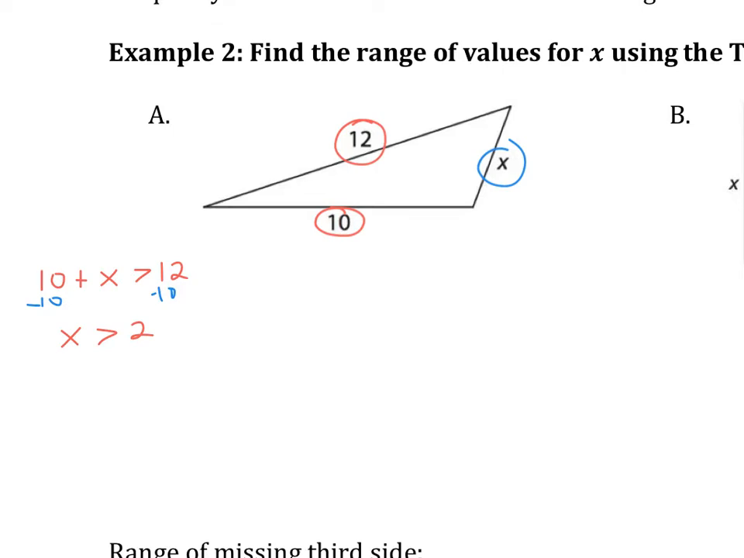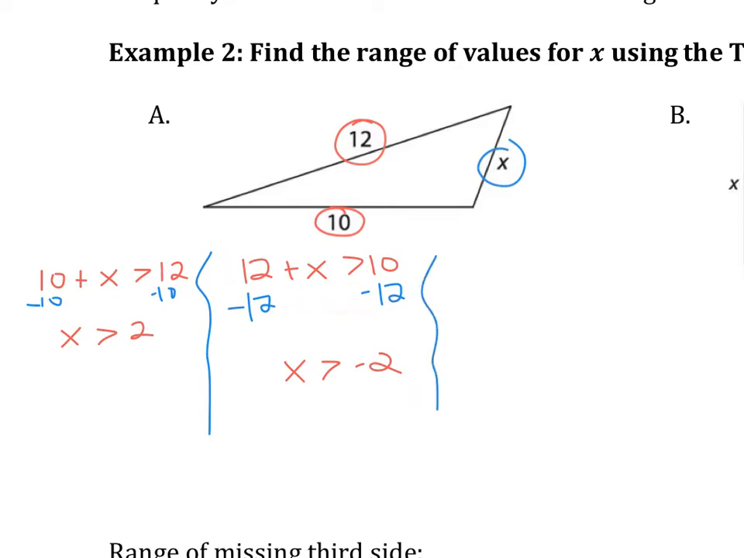We know that 12 plus x has to be greater than 10. So if I subtract 12, x has to be greater than -2. And now my question is, can we have a side that's -2? Not particularly, right? So that one may not help us very much. And so let's try the third one.